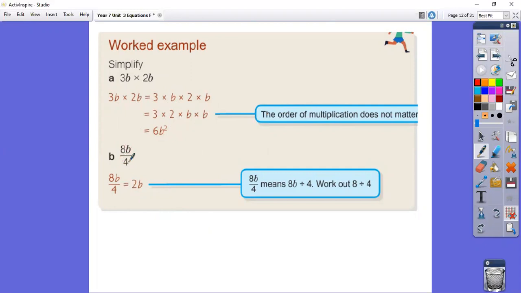And here you've got 8b divided by 4. Remember, when you see the fraction sign here, that's division in algebra. So 8b divided by 4, well, 8 divided by 4 is 2. So this simplifies to 2b.